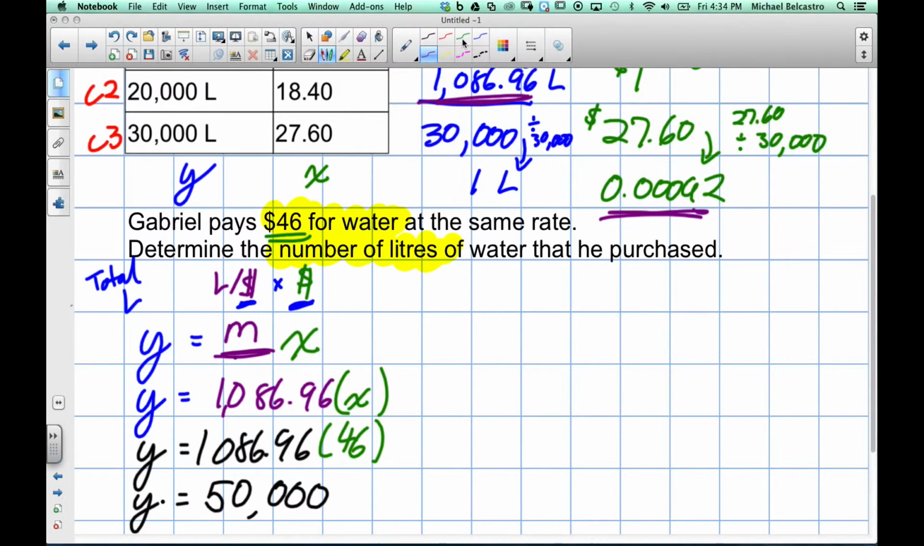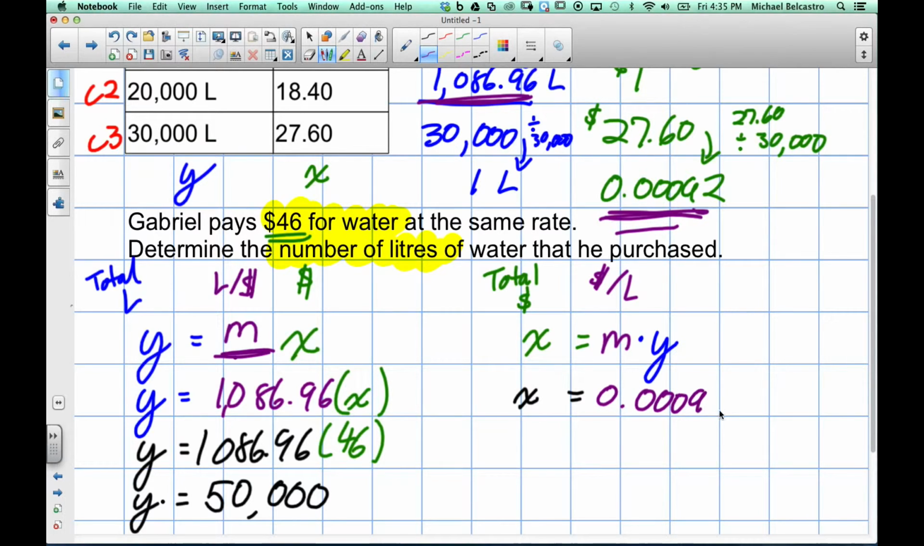In this case, let's set this question up a little differently. We're going to have x, which represents our money value, our total money, equal to our rate, which is our m. Our rate is dollars per liter now, and that's what this rate is that we just found. Because it's per liter, we're going to multiply by liters, so we multiply by y. This may look a little different, but it's essentially the same idea. We just have a very different rate. So we plug in our new rate: x is equal to 0.00092 times our y, which is our liters.